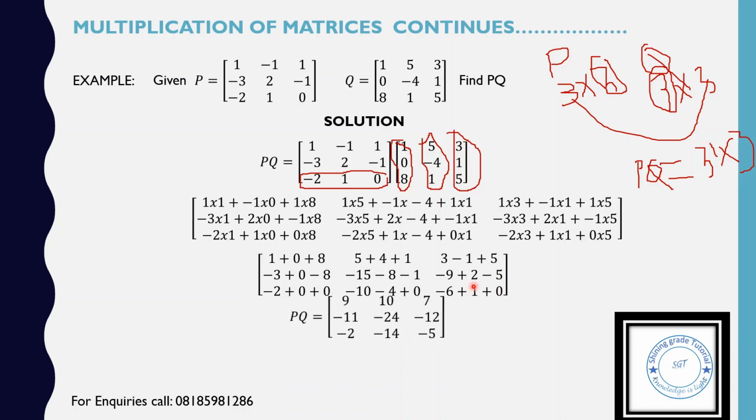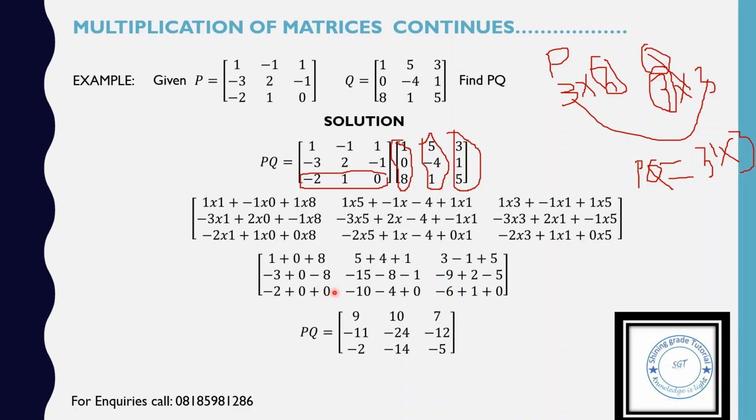So we can then get our final answer. So therefore PQ will be 1 plus 0 plus 8, that will be 9, 5 plus 4 plus 1 is 10, minus 3 minus 1 times 5 plus 5 rather. So we have here is 7, so it's minus 3 plus 0 minus 8, that will give us minus 11, minus 1 minus 15 minus 8 minus 1 is minus 24, minus 9 plus 2 minus 5, that will give us minus 12. If you sum that, you can use the calculator.